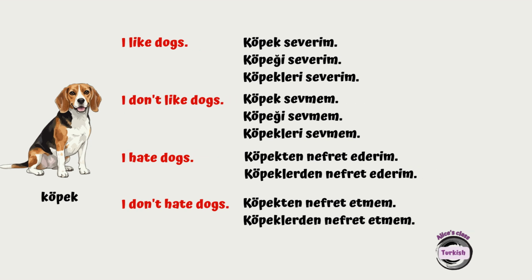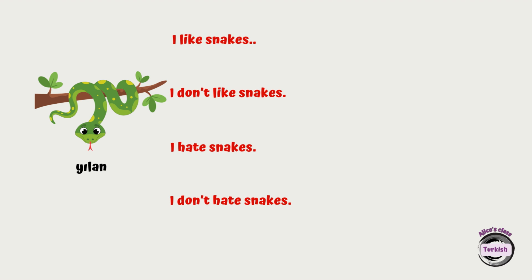So let's do another exercise. This time we have a picture of a snake. And how do we say snake in Turkish? It's yılan. So what we're gonna say is I like snakes. I don't like snakes. I hate snakes. I don't hate snakes. So you try first. You can pause here if you want to. And we're gonna do it together in a second.